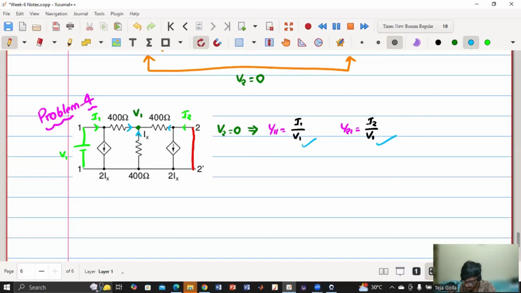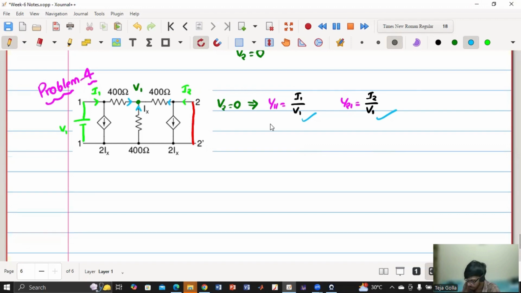So how many equations are there? V1, I1, Ix, V1, I2. I need I1 in terms of V1 as well as I2 in terms of V1. Very simple, straightforward. First, I'll write all the equations and then we'll use one equation to solve. And one more thing, this voltage is V1 and this voltage is 0. True? Fine, agree?